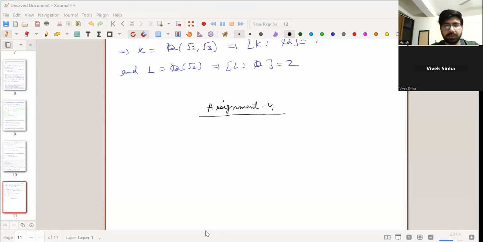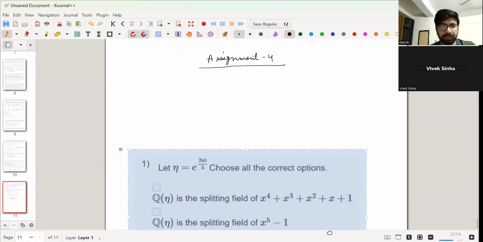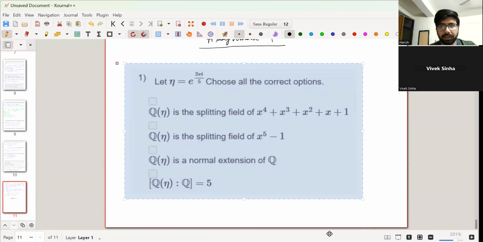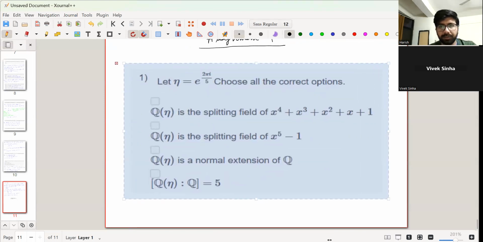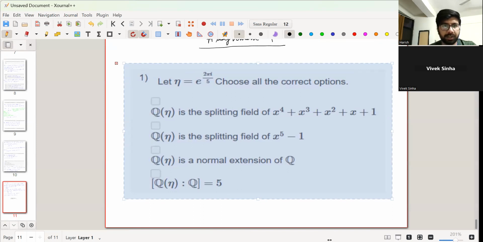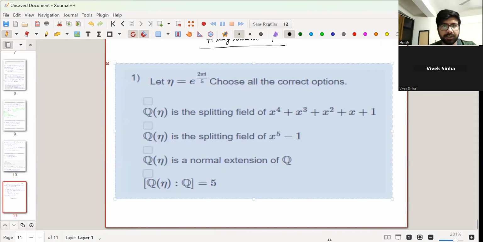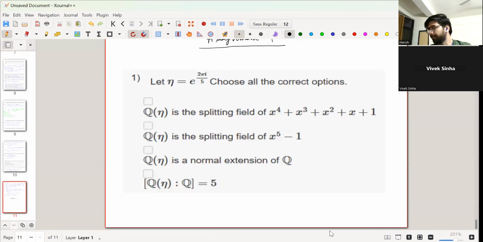Assignment number 4 is smaller. There are just 10 questions. We will see how much we can cover in the next 10 minutes, maybe. Then we will stop. The first question says, let zeta be the fifth root of unity. Choose all correct options. Q(zeta) is the splitting field of this. So, yes, wait, is it correct or not?